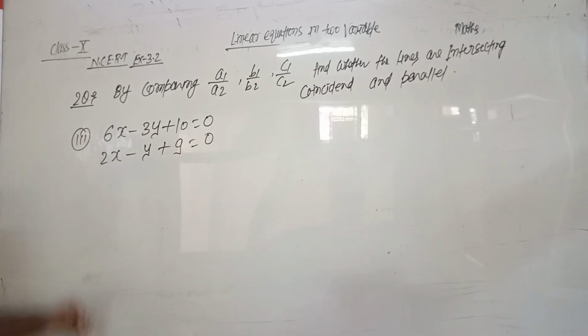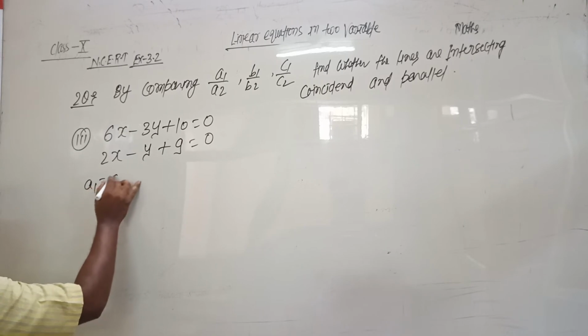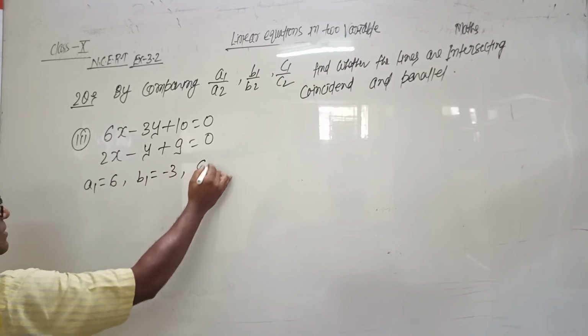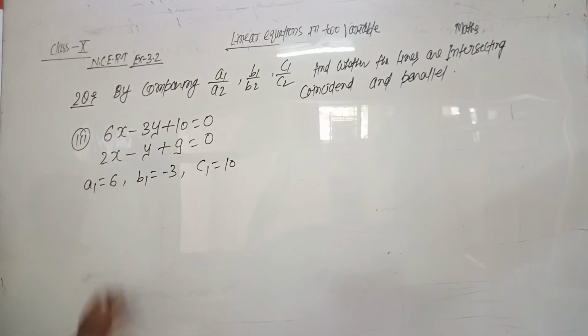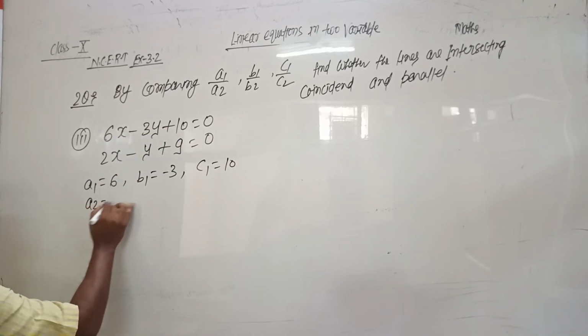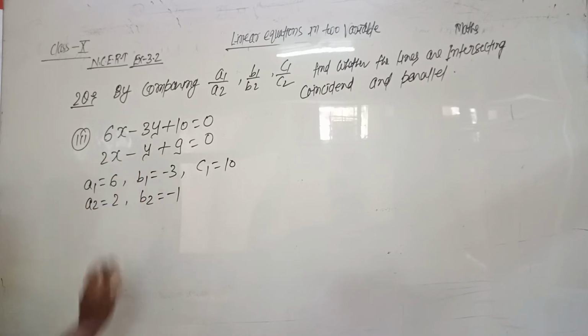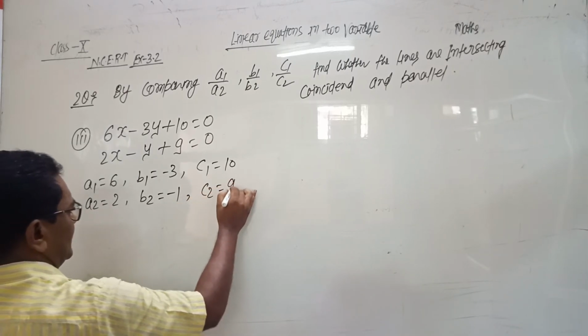So we compare these two equations with the standard equation of a linear equation, and we get the value of a1 is 6, the value of b1 is minus 3, the value of c1 is 10. These are the coefficients of x, y and the constant term. The value of a2 is 2, the value of b2 is minus 1, the coefficient of y, and the value of c2 is 9.